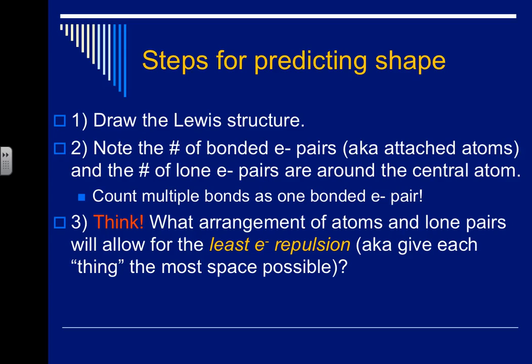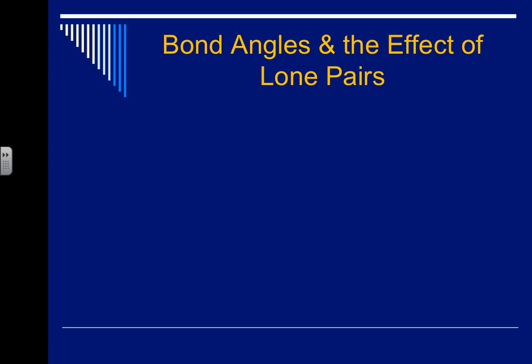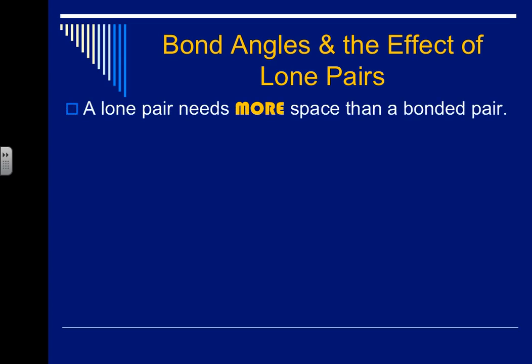One really special note I have to make is about lone pairs: bond angles and the effect of lone pairs. To say that what's on this slide is important is a very big understatement. You need to know what's on this slide. A lone pair needs more space than a bonded pair. That means those two little dots around a central atom are actually going to take up way more space than a hydrogen or a chlorine atom attached to the central atom.